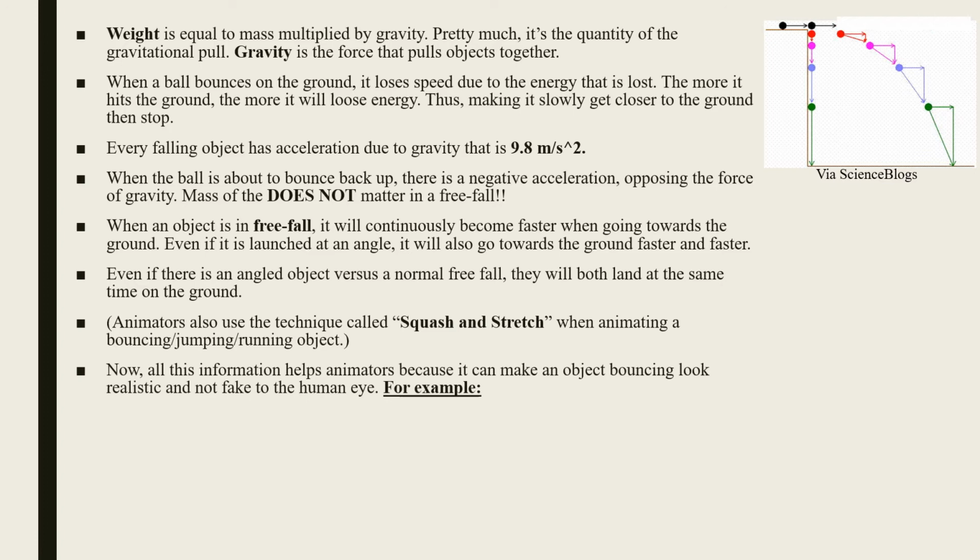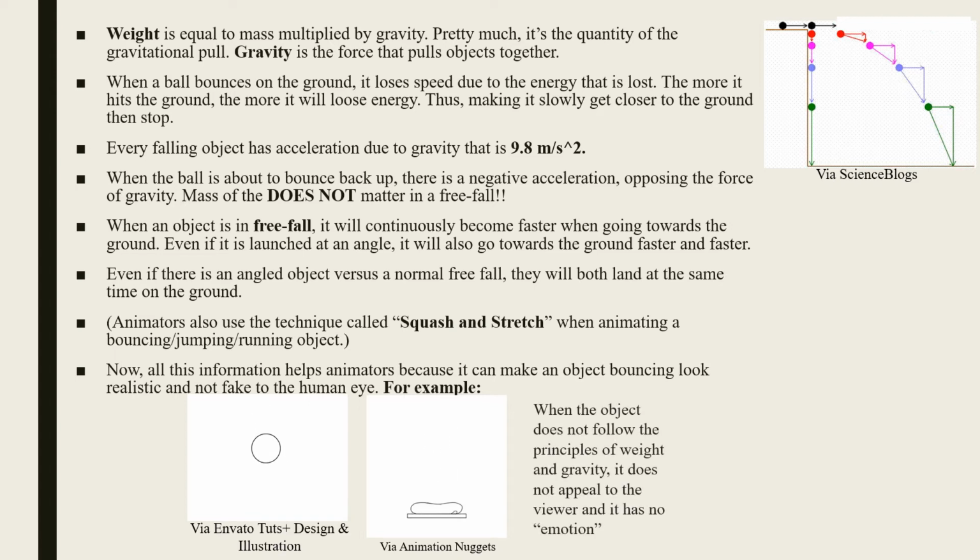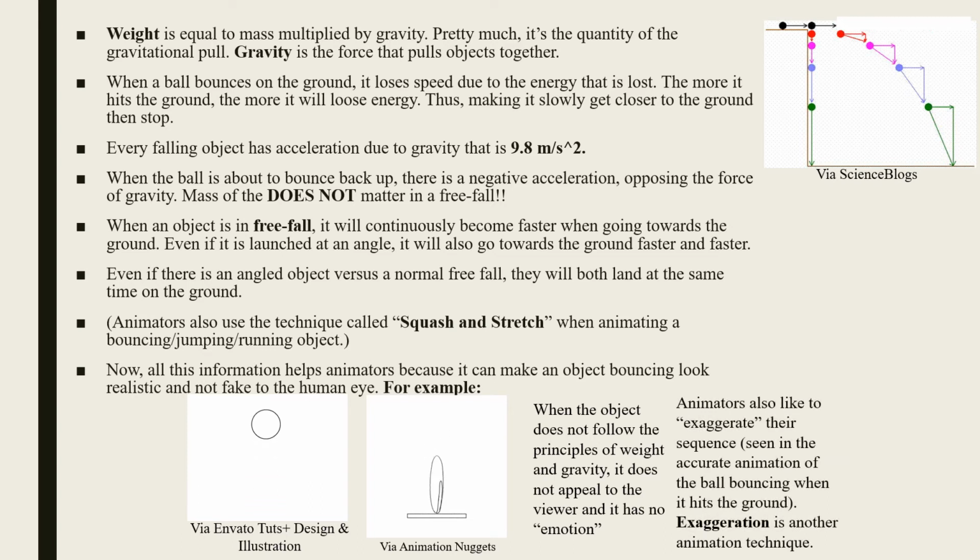Now, all this information helps animators because it can make a bouncing object look realistic and not fake to the human eye. For example, these two balls: there's one without squash and stretch and there is one with. The one without doesn't have any character to it and it doesn't look realistic at all. But the one with squash and stretch looks completely realistic, where it goes faster once it reaches the ground and also expands. And when the object does not follow the principles of weight and gravity, it does not appeal to the viewer and it has no emotion.